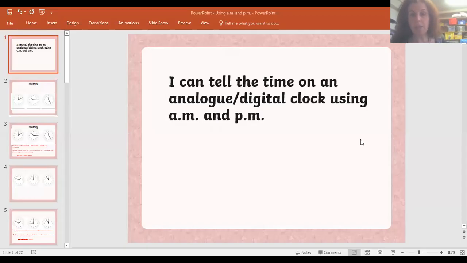Hi everybody, so today we're going to be learning about telling the time on an analog clock. So an analog clock is one like this. Oops, let me get it the right way around for you. Or a digital clock, which is one that lots of you have on your watches.